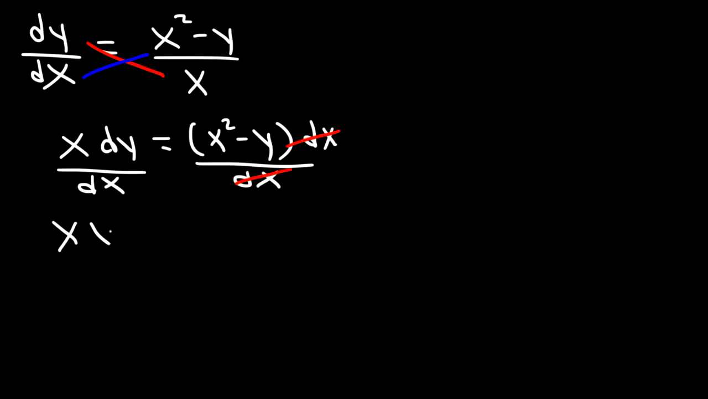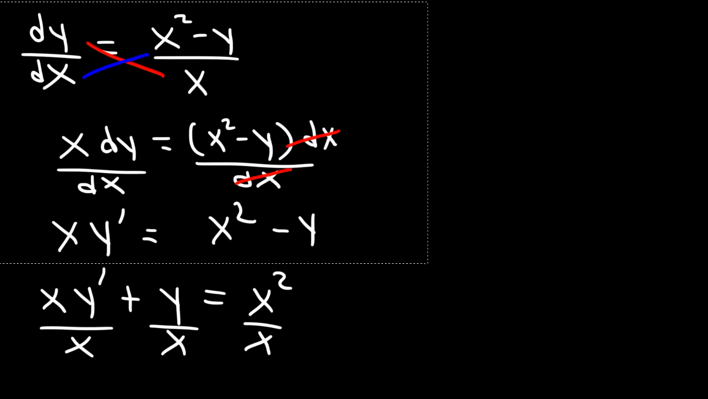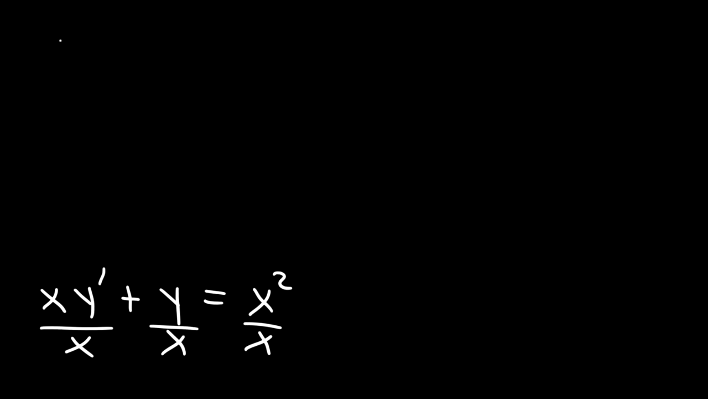And then we can replace dy over dx with y prime. So we have x y prime is equal to x squared minus y. Now let's add y to both sides. So it's going to be x y prime plus y, and that's equal to x squared. So now we have it in a form that's more familiar to what we've been working with. So we need to make this a 1. Let's divide everything by x. And so now we have it in standard form. y prime plus 1 over x times y is equal to x.